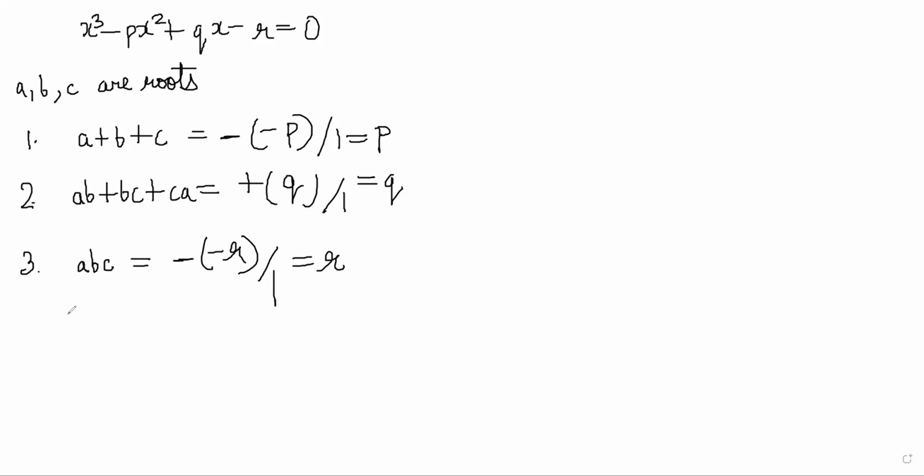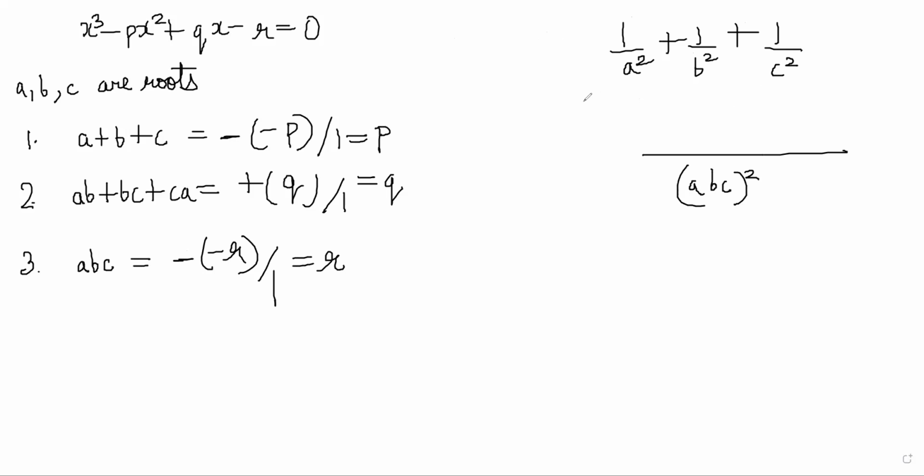So we know these three things, and we are supposed to find 1 by a square plus 1 by b square plus 1 by c square, right? And we are not doing the transformation of equations method, we are doing the Vieta relation method, right? So what I need to do is just find out the value of this. So taking common denominator, it becomes b square c square plus c square a square plus a square b square, right? And now see that you already know abc, right?